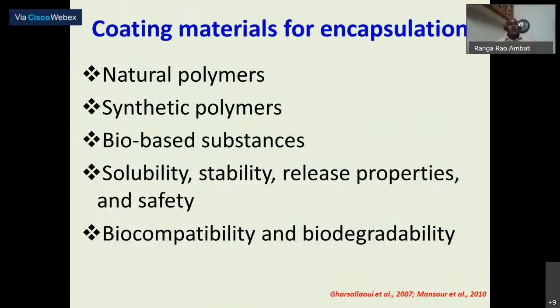And coating materials. When you select the coating materials, what type of materials do we need to select? People are using natural polymers, synthetic polymers, and bio-based substances. When you take these natural or synthetic polymers, we need to look into the solubility, the stability, the releasing properties, and the safety aspects and safety regulations. And then biocompatibility and biodegradability. We look into these when you use coating materials for the encapsulation process. Next slide, please.